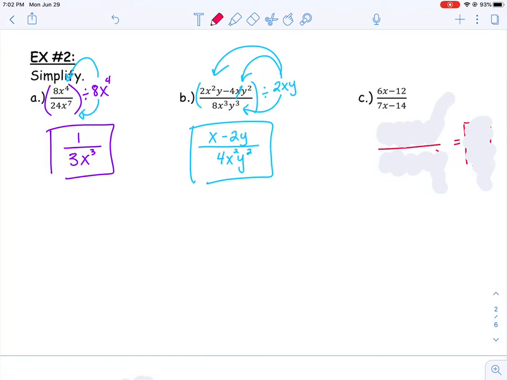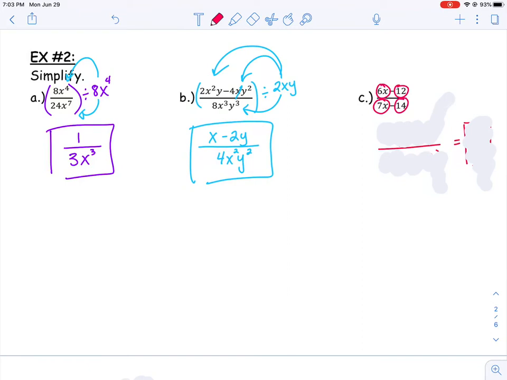Let's look at C. Now be careful. If you look at C, I noticed 1, 2, 3, 4 different terms, right? And in order to be able to reduce or take out or divide by a GCF, I need to be able to take out a GCF between all 4 terms, not just a few of them. So is there a number you can take out of 6 and 12 and 7 and 14? I can't think of any.